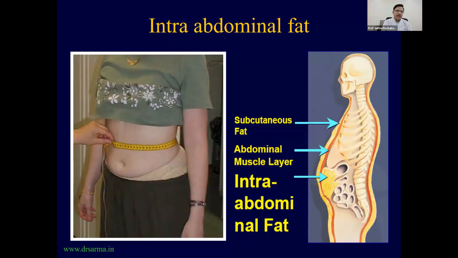Bad fat and good fat: white adipose tissue and brown adipose tissue. Brown adipose tissue is favorable. White adipose tissue is intra-abdominal fat, bad fat, and that is going to be dangerous.